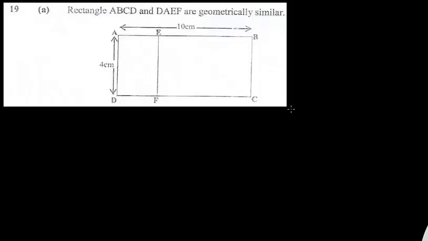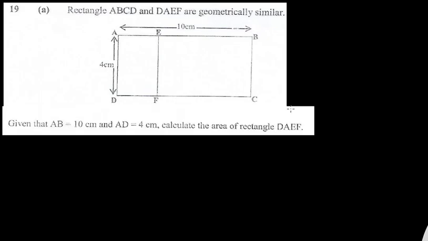So here's our question number 19a. It's also a two-part question. It's got A and B. And let's look at A first. So we've got 19a, which is saying rectangle ABCD and DAEF are geometrically similar. Okay, so I haven't copied the whole question, just this. We're told, given that AB equals 10 centimeters and AD equals 4 centimeters, calculate the area of rectangle DAEF.